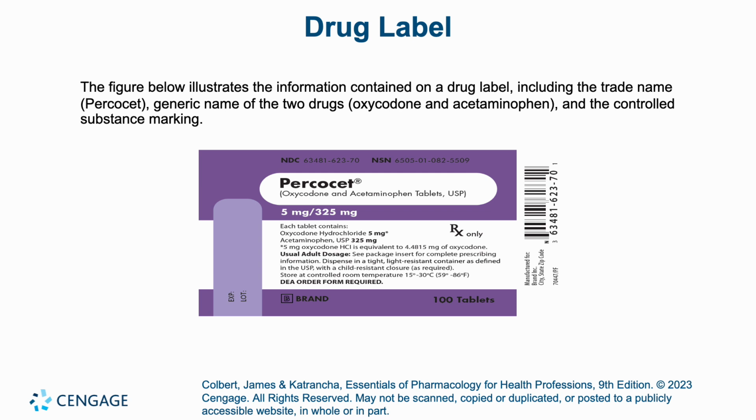Below is a drug label that illustrates the information that should be contained, including the trade name, in this case Percocet with a capital P, and the generic names of the two drugs that are within Percocet, which are oxycodone and acetaminophen, and the controlled substance marking. If you look closely at the label, you will see here that it says DEA order form required, meaning that it is under regulation for being a controlled substance.